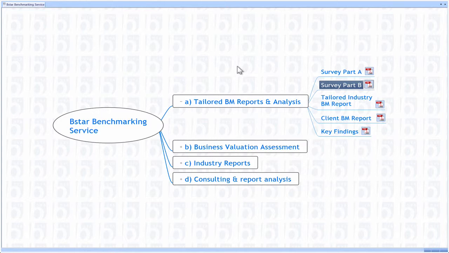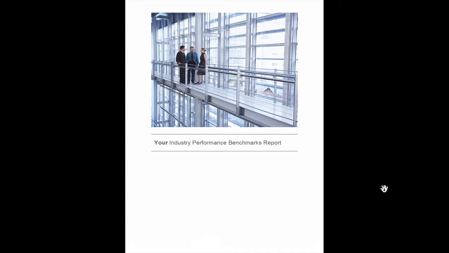The idea being, of course, that we can then compare the results of individual practices against one another, but also as a collective group. So let's have a look at the outputs that we're able to produce from collecting information in surveys Part A and B. The first one I'm going to show you is the industry report.